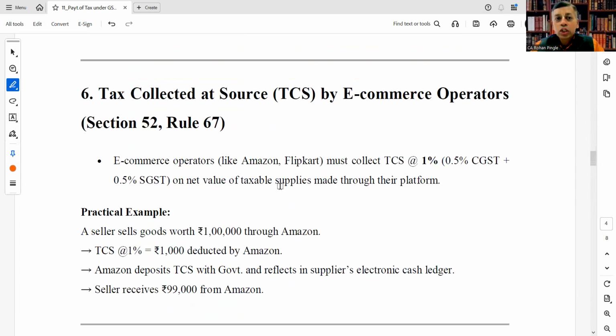Next, tax collected at source by e-commerce operators, Section 52, Rule 67. E-commerce operators like Amazon and Flipkart must collect TCS at the rate of 1%, that is 0.5% CGST and 0.5% SGST, on the net value of taxable supplies made through their platform. So e-commerce operators like Amazon and Flipkart must collect TCS at the rate of 1% on what value? The net value of the taxable supplies made through their platform.